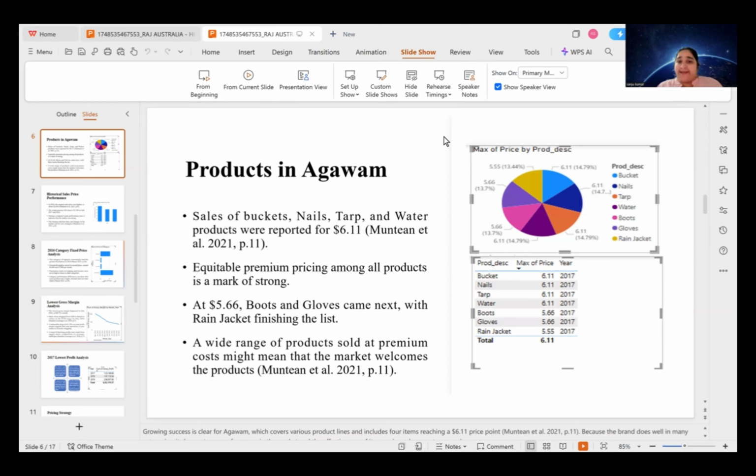Today I am going to talk about my business analytics and fundamentals presentation about products in Evermum. Sales of buckets, nails, tarps and water products was reported for $6.1111. Equitable premium pricing among all the products is marked strong at $5.66. Boots, gloves came next with rain jackets finishing the list. A wide range of products sold at premium cost might mean that the market welcomes the products.